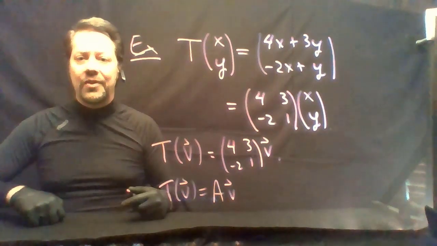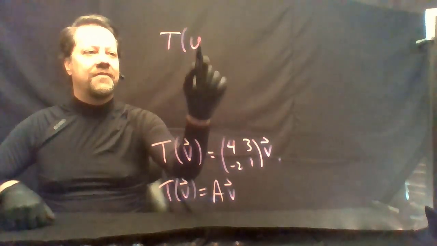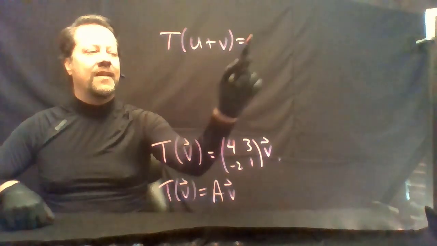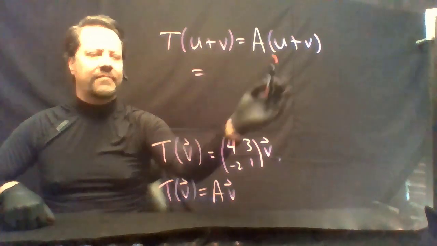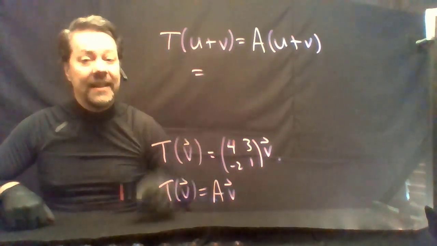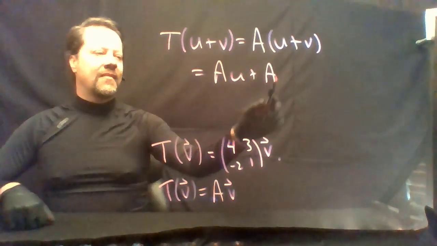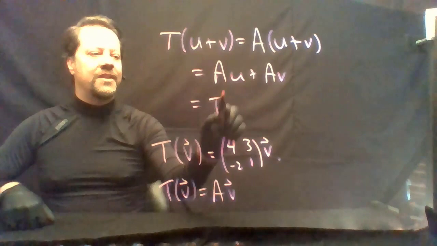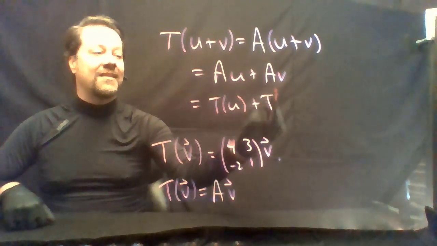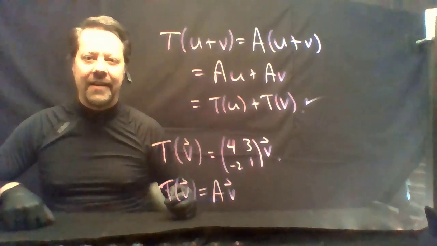We need to check the two properties of linearity. Check it out. T of u plus v is going to be A times u plus v. Matrix multiplication is distributive. So you get Au plus Av, which is T of u plus T of v. That checks the first property of linearity.